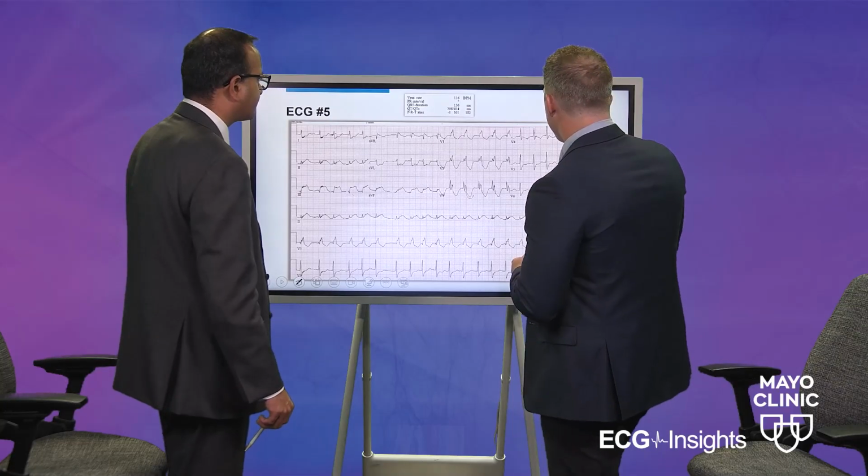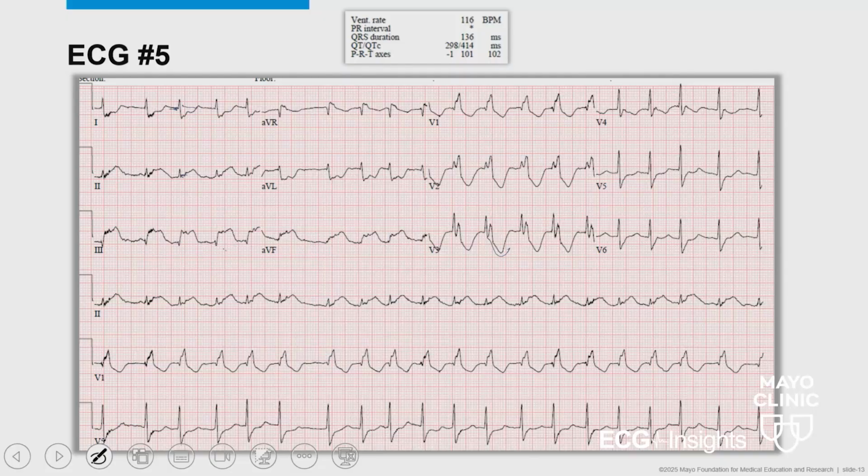Absolutely. By the time we get over to V5 and V6, we get our wide S wave because of that right bundle branch block, like you mentioned. And to make things a little bit more difficult, it's a rapid ECG. I don't see consistent P waves sticking out, maybe some things that might look like P waves once in a while. So overall, maybe thinking that this ECG is likely to be atrial fibrillation.